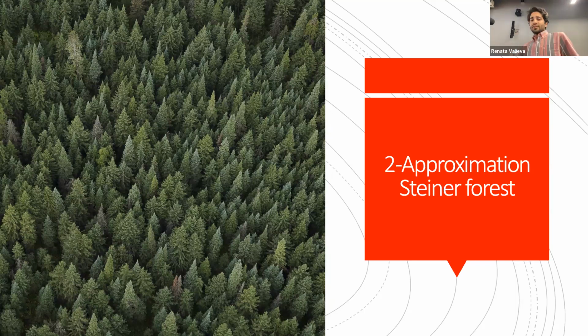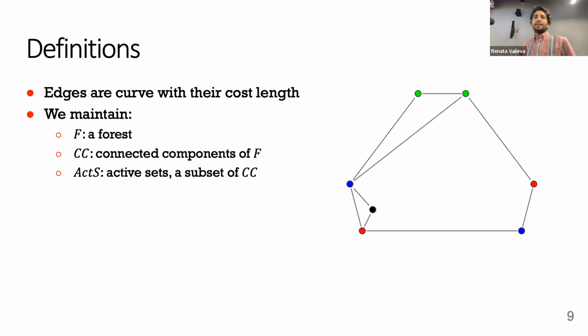And one part of our coloring schema is static coloring. In the static coloring, we consider our graph edges as curves with the same length as their cost. And during our process of coloring, we maintain three variables. The first one is a forest, which is initially empty. And by the end of our algorithm, it's going to be our solution.